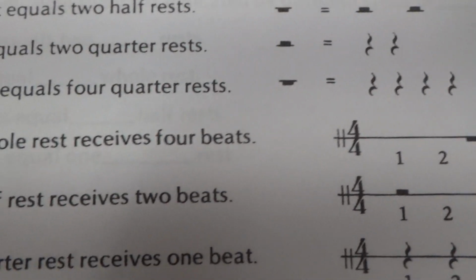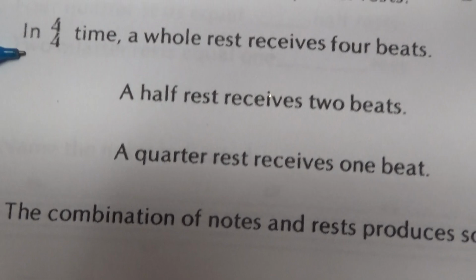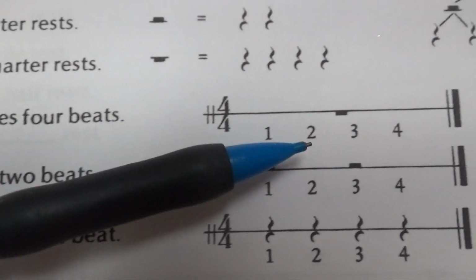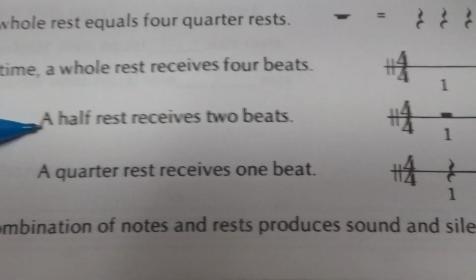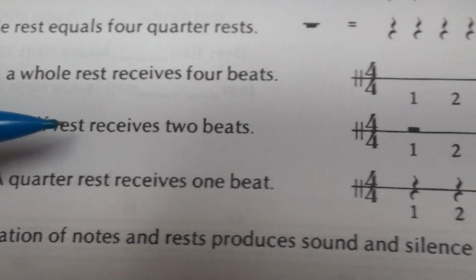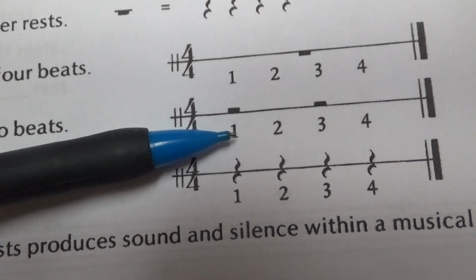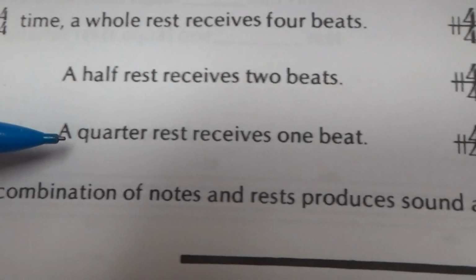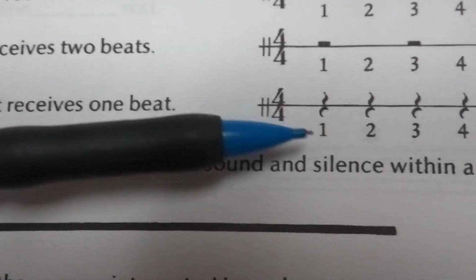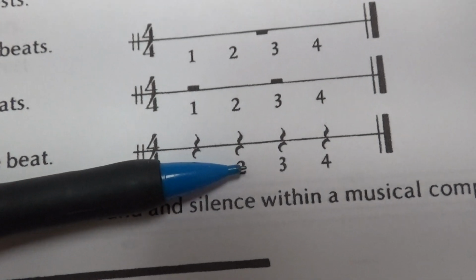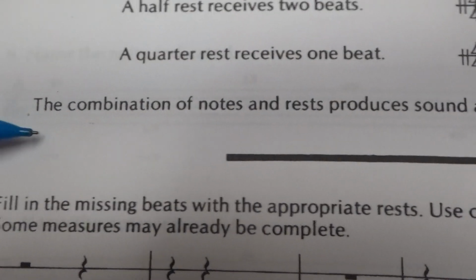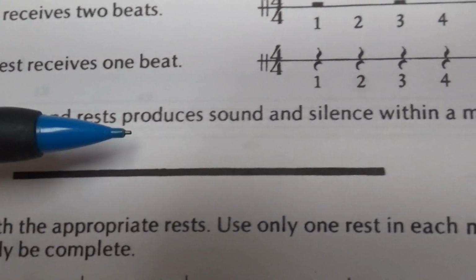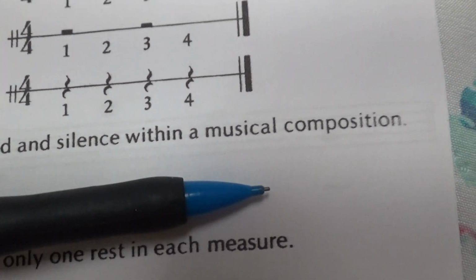In 4/4 time, a whole rest receives 4 beats. In 4/4 time, a half rest receives 2 beats. And a quarter rest receives 1 beat of silence. The combination of notes and rests produces sound and silence within a musical composition.